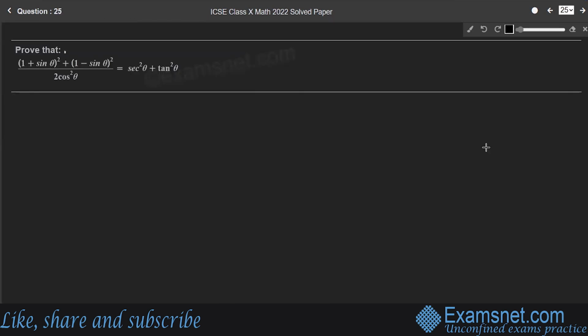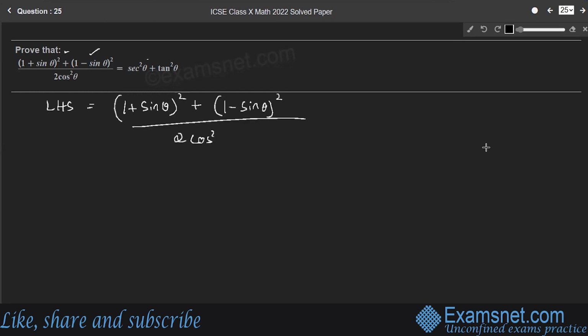Question 25. Prove that ((1 plus sine theta) whole square plus (1 minus sine theta) whole square) whole divided by 2 cos square theta is equal to secant square theta plus tan square theta. So let us consider the LHS first. Left hand side is equal to ((1 plus sine theta) whole square plus (1 minus sine theta) whole square) whole divided by 2 cos square theta.